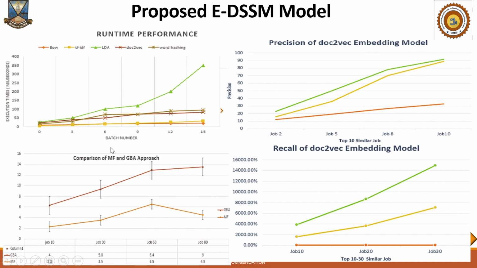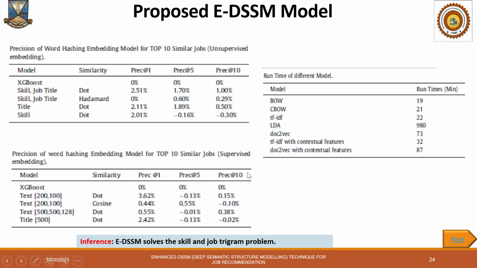As we observe in the graph, here we compare the proposed EDSSM model with matrix factorization and graph-based approaches. As we observe here, our model gives better results compared to the other models. For the proposed DSSM model, we also executed its similarity with different setups in supervised and unsupervised embedding.